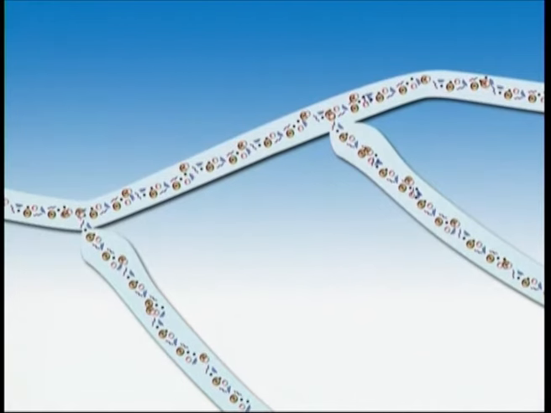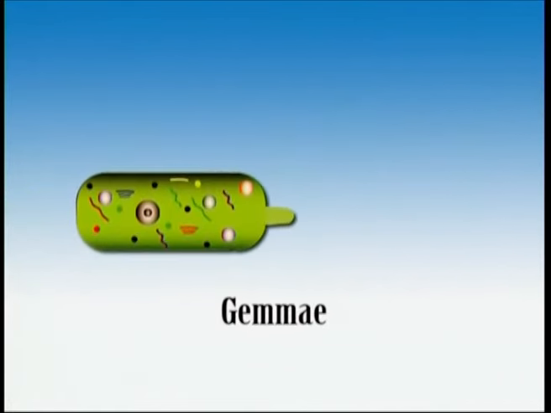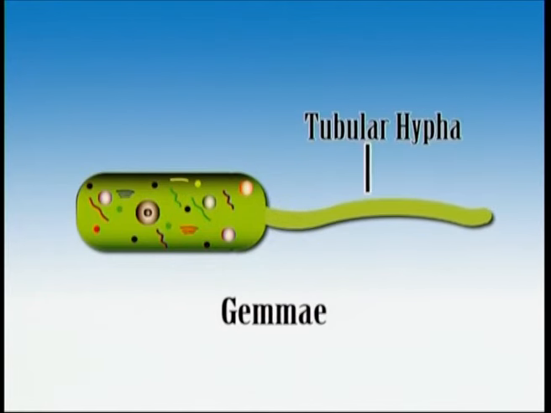Number three, by means of gemmae. These are asexual reproductive structures formed intercalary. Occasionally they develop thick walls and are called chlamydospores. The gemmae or chlamydospores on germination produce a long and tubular hypha.